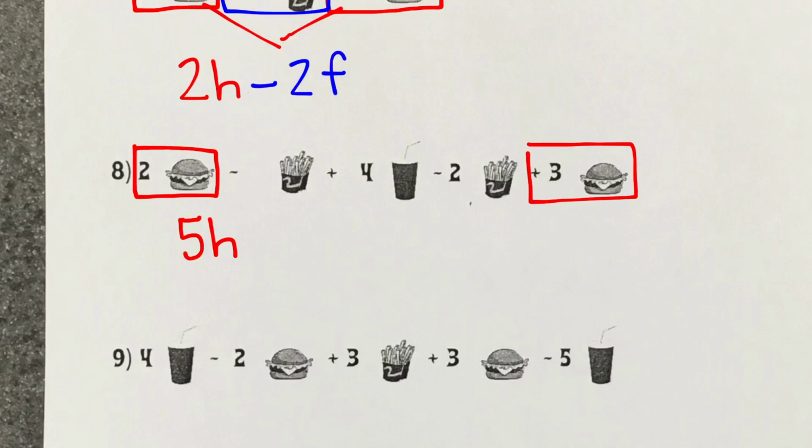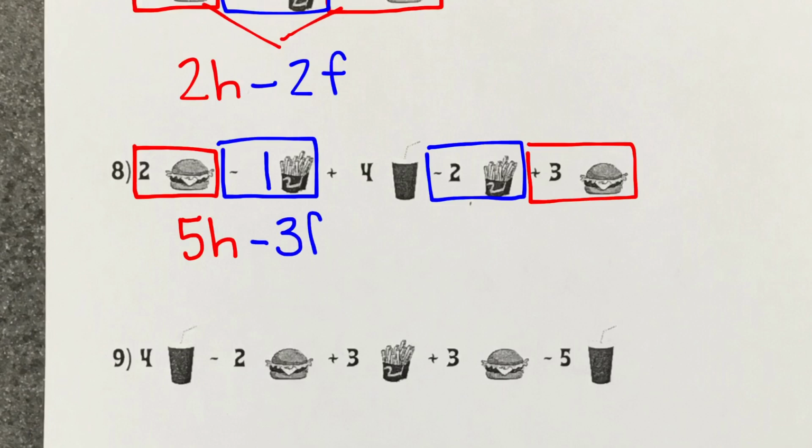And then I'm going to box my fries. Remember, this is an invisible one. And my operation. Okay, so I have... So if I have a negative 1 and I subtract 2, it's going to be negative 3 fries. And then what do I have left? Plus 4 sodas.